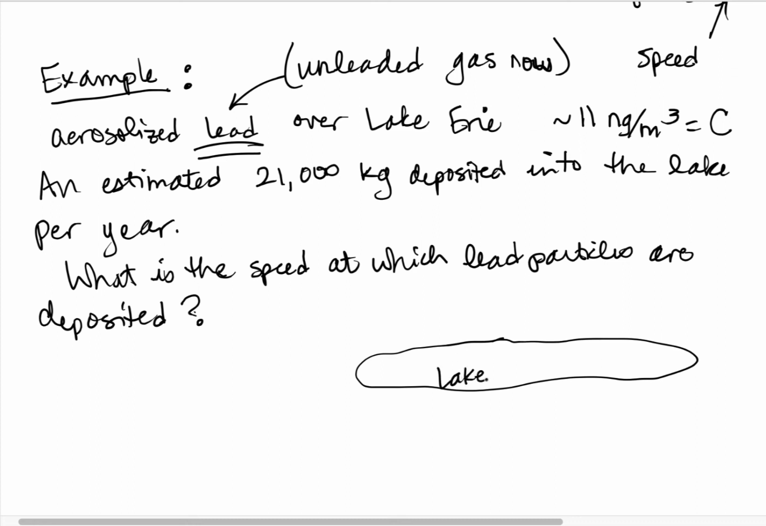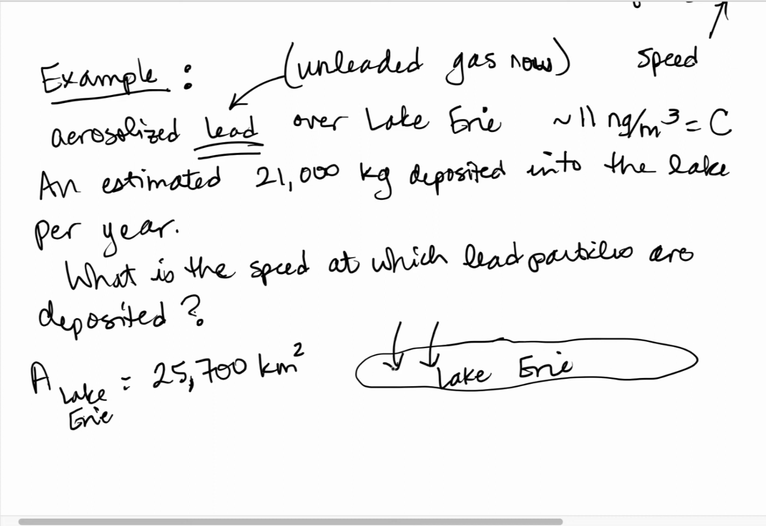So if we think about Lake Erie, we were just told a surface area, or excuse me, we were not told a surface area yet. Here it is. Our surface area of Lake Erie is 25,700 square kilometers. It's a pretty big lake. So we have a surface area for this lake, and we are using this. This is our area, right?